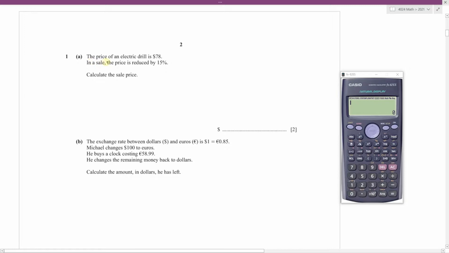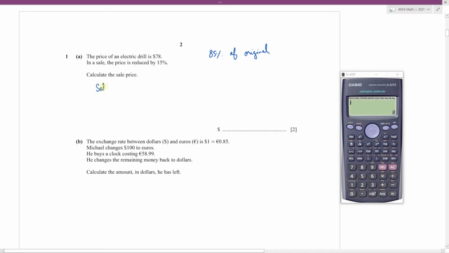Part A: The price of an electric drill is $78. In a sale, the price is reduced by 15%. Calculate the sale price. So if the price is reduced by 15%, that means the new price will be 85% of the original, because the reduction is 15%, so 100% minus 15% is 85%.